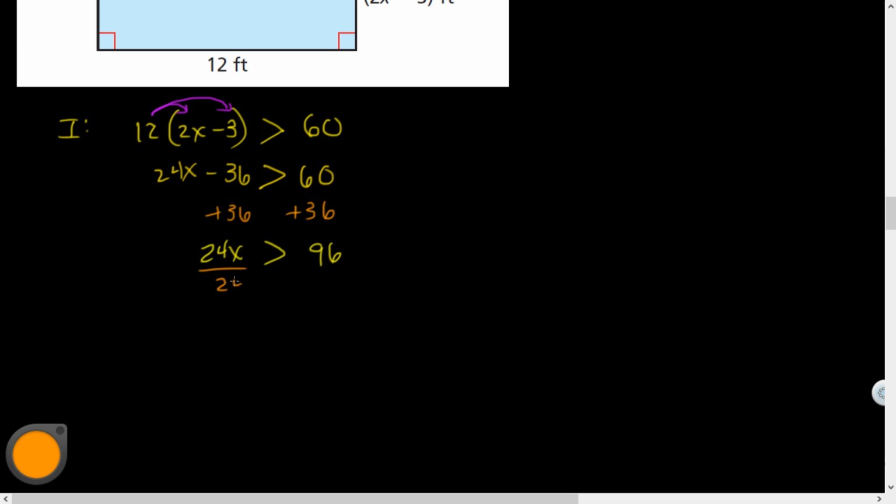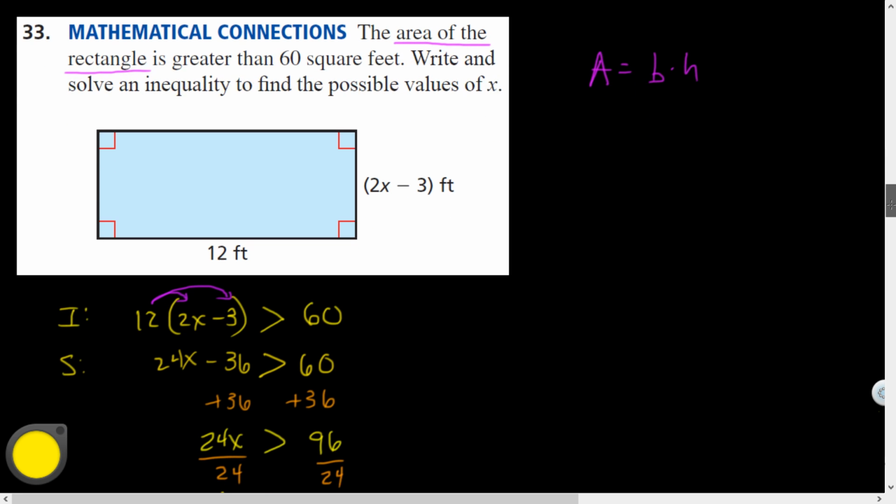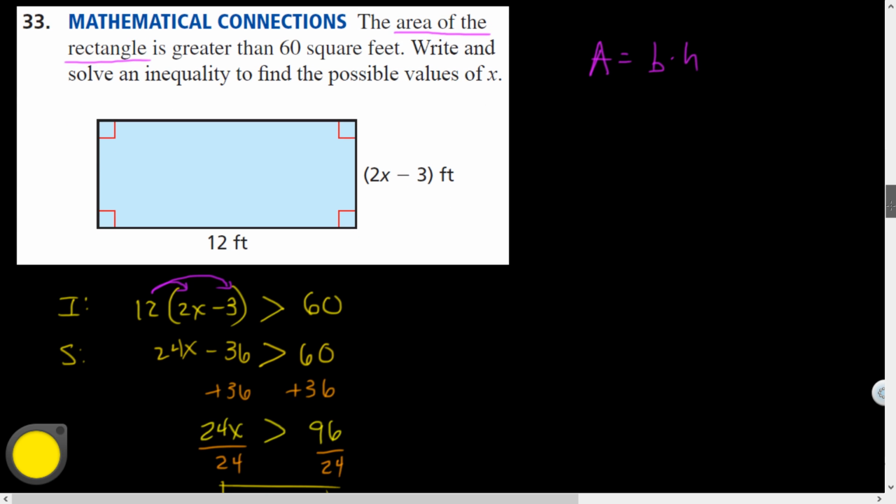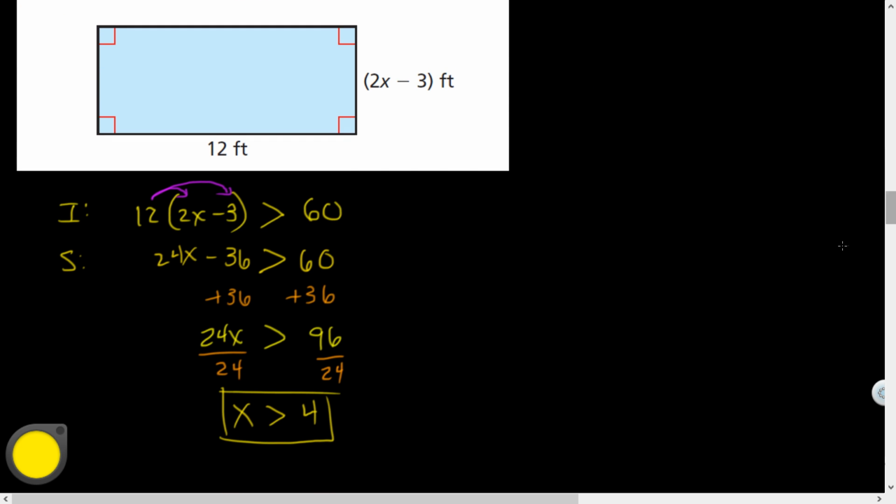Yeah, divide both sides by 24, and I will get x. Do I have to flip the inequality? No, because I divided by a positive. So x has got to be bigger than, I believe that's 4, like so. Yeah. That was the solve step, I guess, right there. Did they have us answer the question in any way? Let's see. Write and solve an inequality for the possible values of x. I think that's fine. This doesn't need a sentence answer.